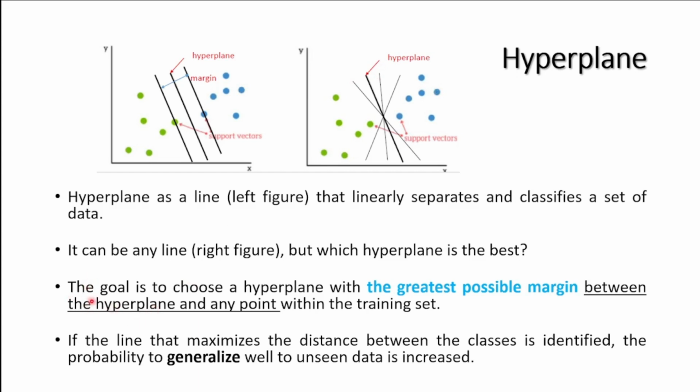But here we need to remember that the goal in SVM is to choose a hyperplane with the greatest possible margin. The greatest possible margin between the hyperplane and any points, meaning the support vectors, and the selected line will have the furthest, widest margin that we could have in the selection of several hyperplanes. If the line that maximizes the distance between the classes is identified, the probability of generalizing well to unseen data is increased. This is very close to what we discussed last week, when we discussed generalization, remember?